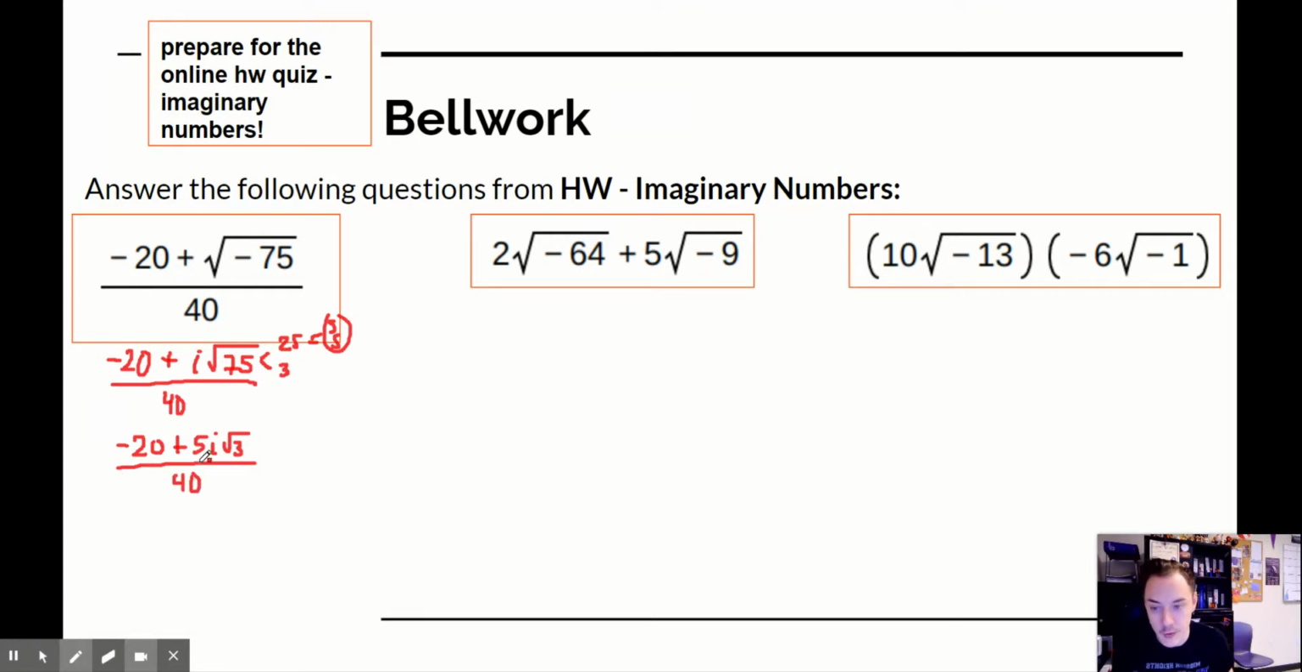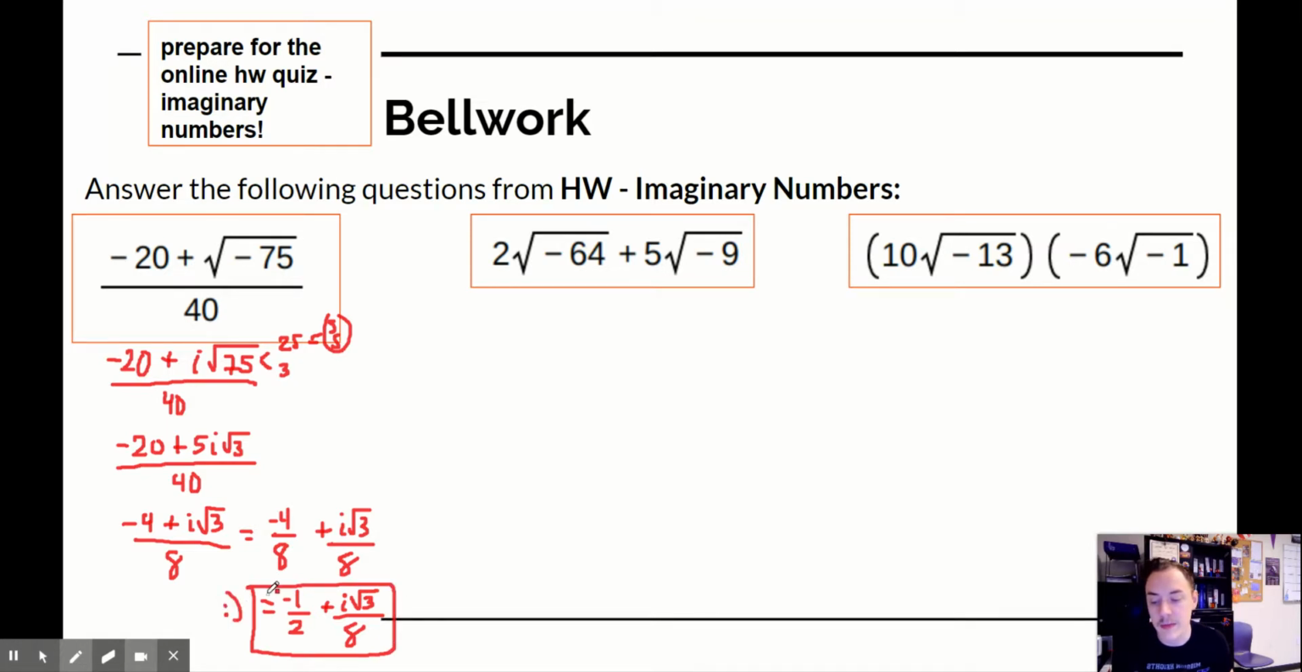Okay? So far, so good. Now, everything is divisible by 5, so that means I'm going to divide all the numbers, not the 3, but all the numbers, 5, 40, and negative 20, by 5. Negative 20 divided by 5 is negative 4. 5 divided by 5 is just 1, so I'm just left with this. And then 40 divided by 5 is 8. This simplifies down to negative 4 all over 8, and then plus i radical 3 all over 8. Which simplifies down even more to negative 1/2 plus i radical 3 all over 8. Okay, so that is my final simplified answer.